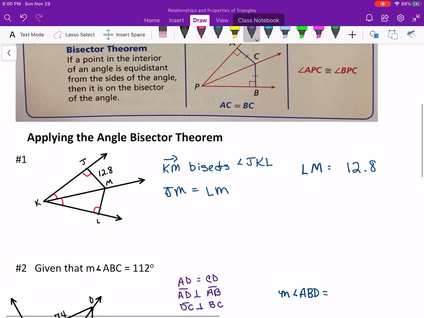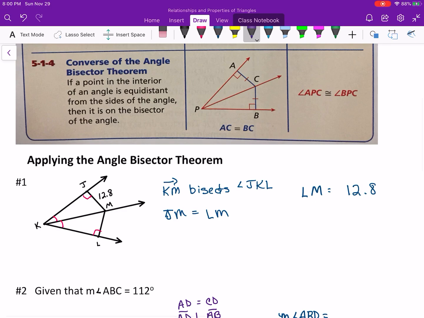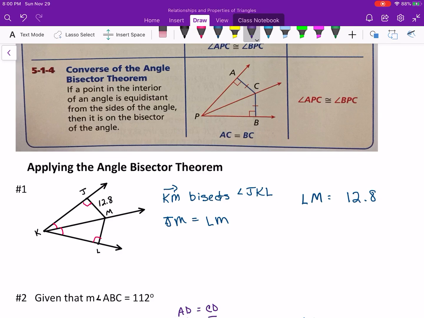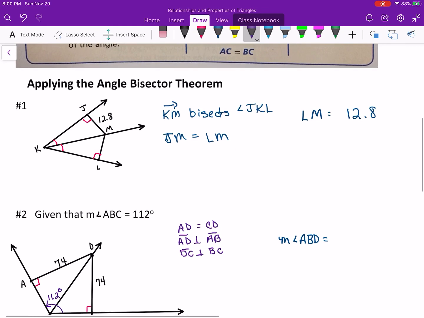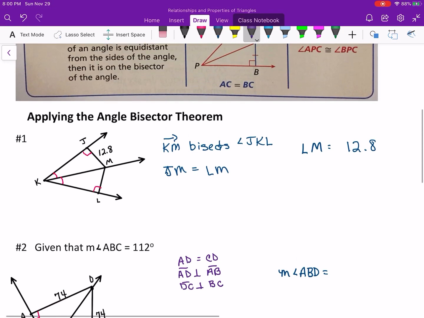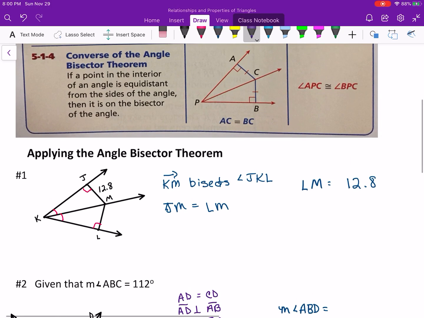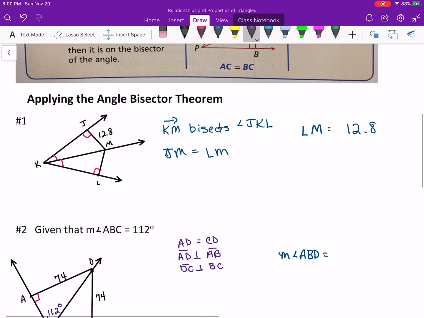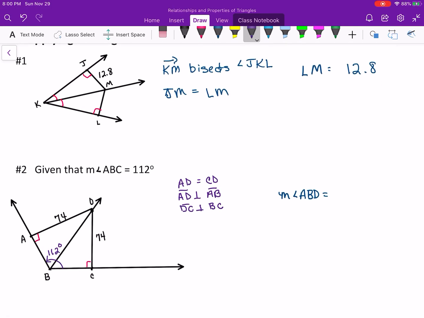Let's go back and take a look at that converse again. It says if a point is on the interior, so we're looking at point D, is on the interior of an angle and it's equidistant from the sides. Well, point D is 74 from one side and a length of 74 from the other side. So it looks like we're set up to use the converse. It says then it, meaning point D, is on the bisector of the angle.